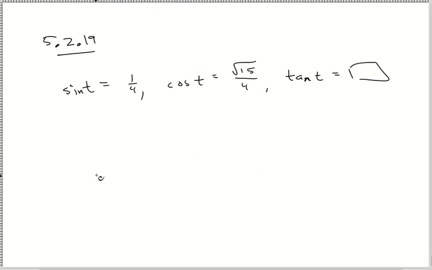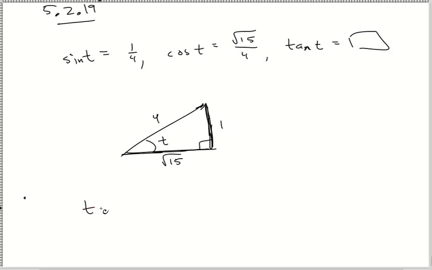It's all the same. I want to construct a triangle. And notice that we have an opposite over hypotenuse, adjacent over hypotenuse. It's pretty simple looking. I got a 4. Adjacent is the square root of 15. And my opposite is a 1. There's my constructed triangle. Awesome. So now I need to find my tangent, right? Tangent of t is my opposite over the adjacent, 1 over the square root of 15.